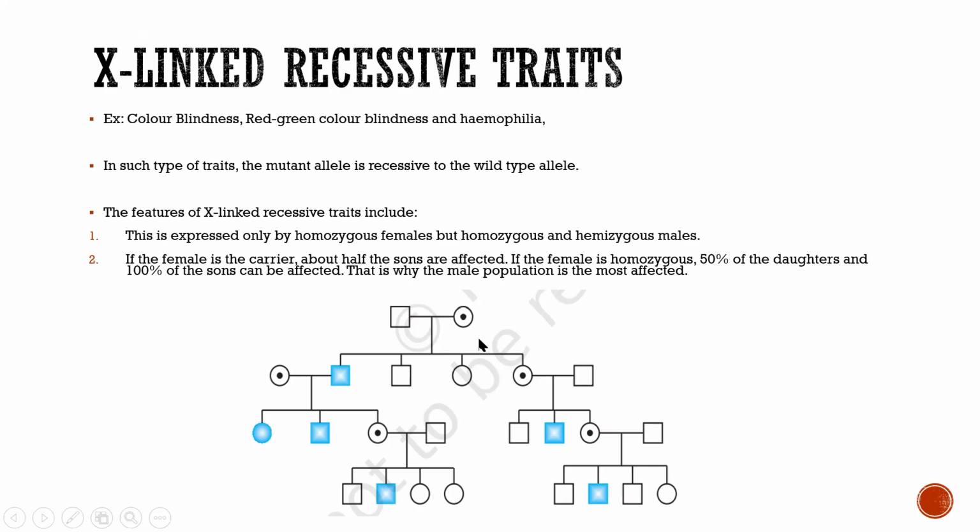So here, if you go through this pedigree chart, you can see this is a female who is a carrier, and you can see only the male is affected. Why? Because only one X chromosome will be affected, since it's a recessive allele. So males are affected and females will be carriers. Only in the homozygous condition will the females be affected. So there is more chance that the males will be affected in such a condition.